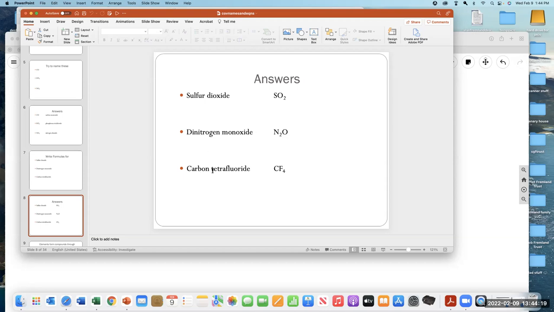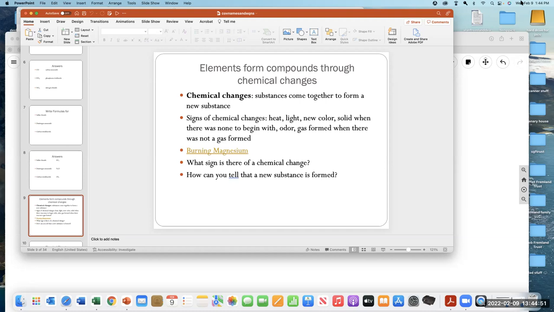Carbon, C. Tetra means four. Carbon tetrafluoride, CF4. That would be what's called a CFC. You may have heard of CFCs, chlorofluorocarbon. The reason we're talking about these is when we do some climate chemistry, sulfur dioxide is a big deal pollutant. So are all three of these. Carbon tetrafluoride's not, but sulfur dioxide, dinitrogen monoxide are very common pollutants.